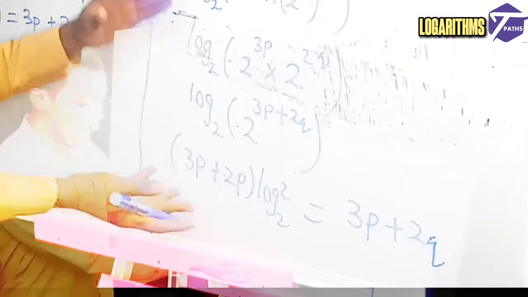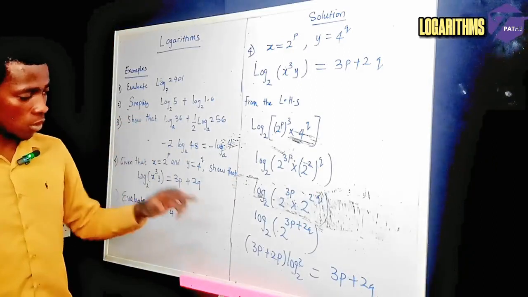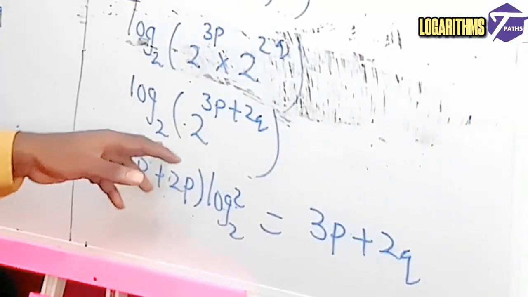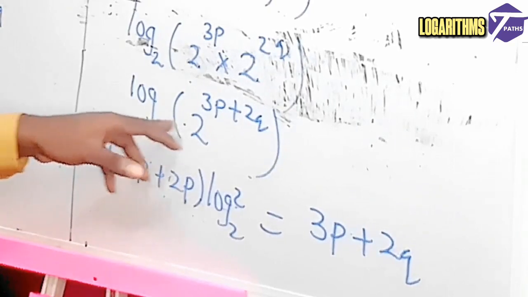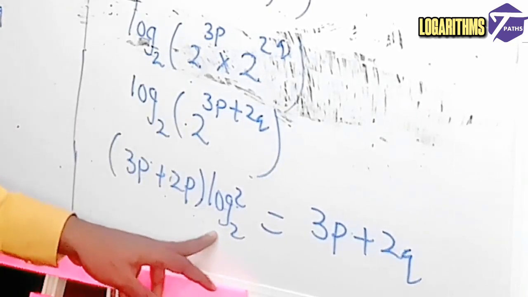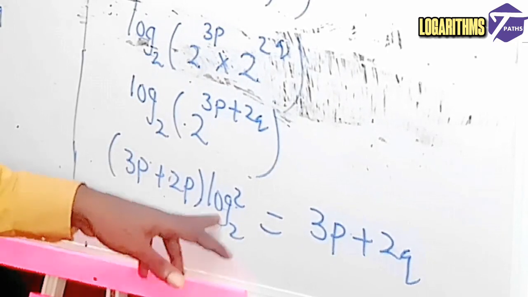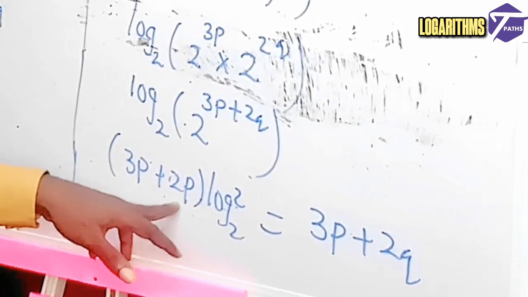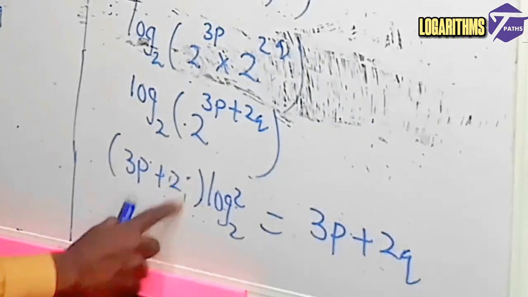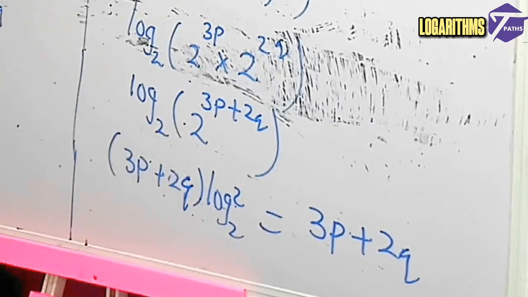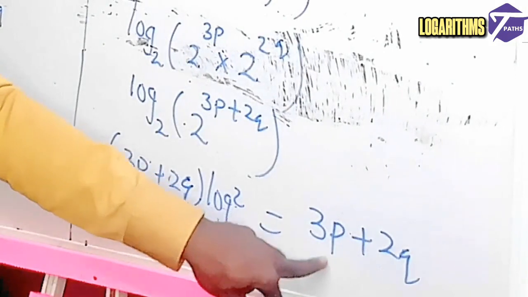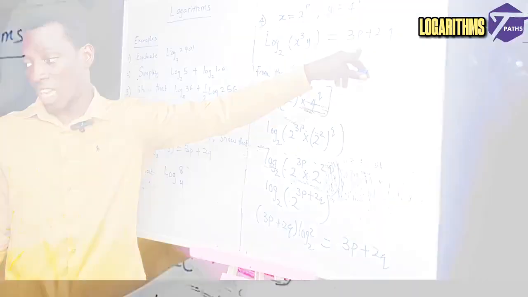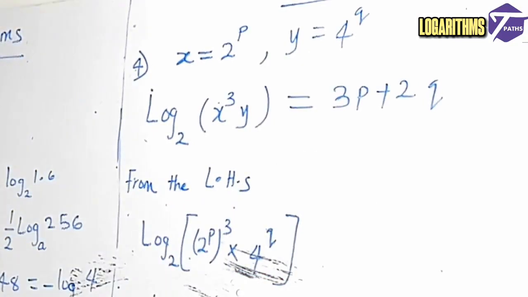I can then apply law of logarithm now by bringing 3p plus 2q to the front, and I will have log 2 base 2. And you know that log 2 base 2 is 1. So 1 times 3p plus 2q, this is q, pardon me, this is q, then times 1 will give me 3p plus 2q, and I've gotten the right hand side of the equation. I hope you get that.